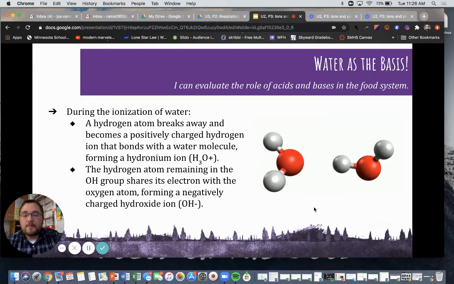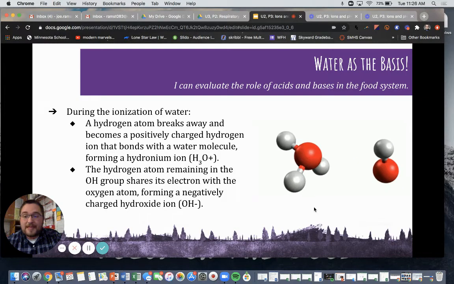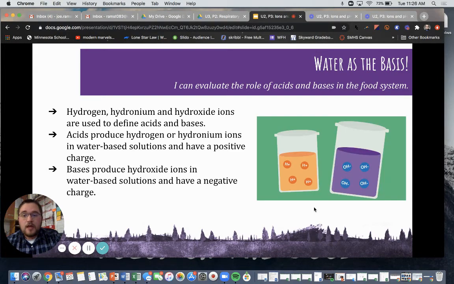Our hydronium and hydroxide ions are utilized in acids and bases to help us classify if something is acidic or basic or neutral. Hydrogen, hydronium, and hydroxide ions are used to define acids and bases. Okay. Acids produce hydrogen and hydronium ions in water-based solutions and have a positive charge, whereas bases produce hydroxide ions in water-based solutions and have a negative charge.